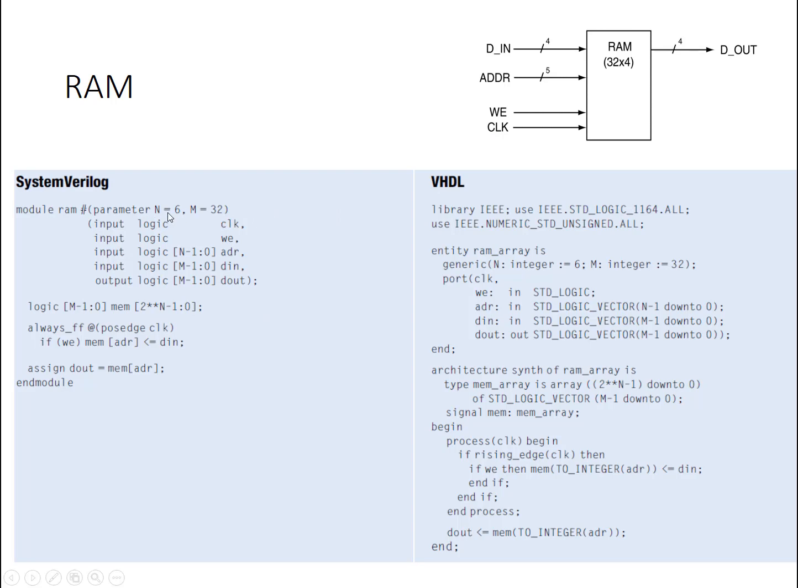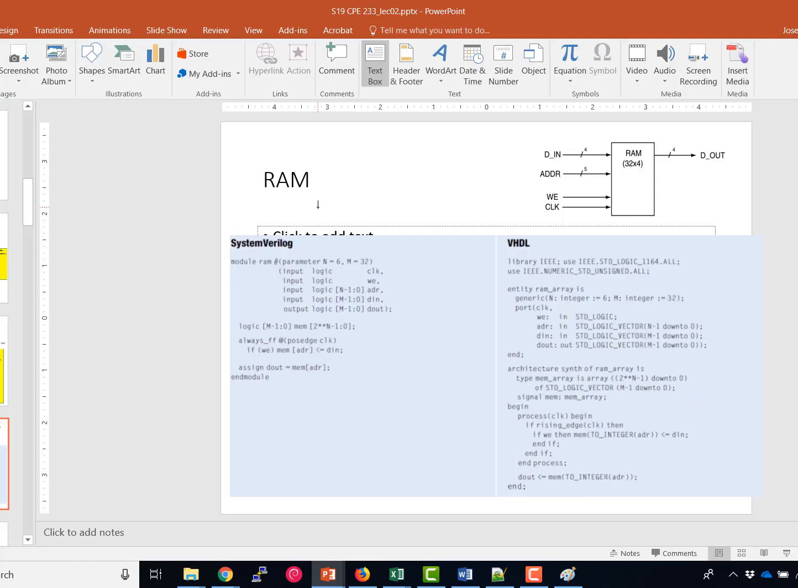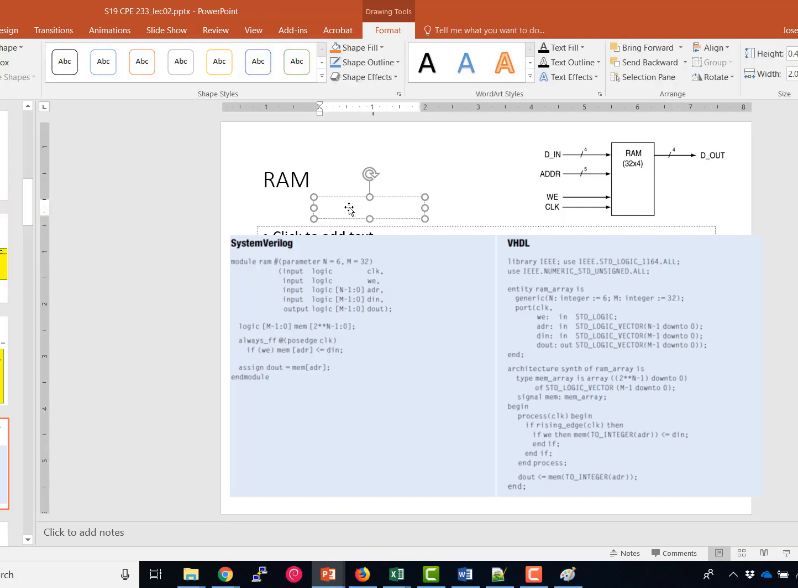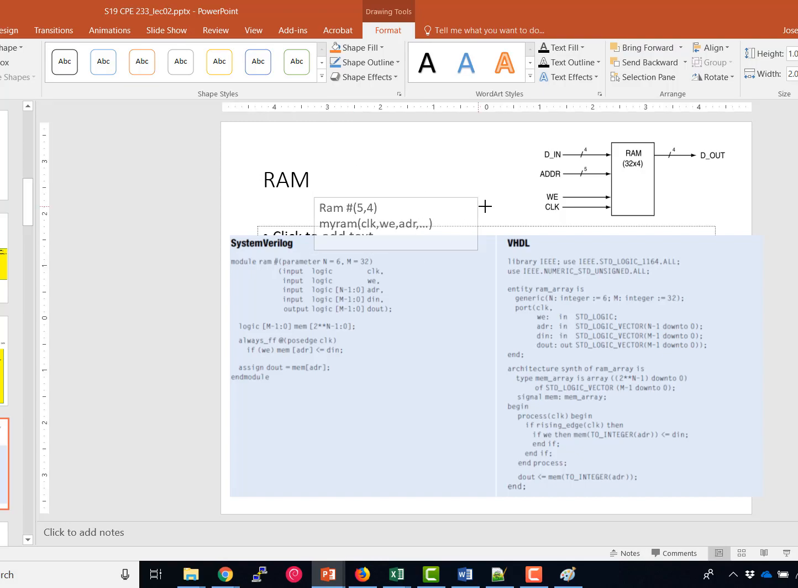It's parameterized, so I could change the bit length or the word length. In this case, the default is 32, and the number of bits of address that come into the block, in this case, the default is 6. So if I wanted to instantiate a RAM module that matches my diagram here on the top right, I would write something like this. So I'd like a RAM, and the parameters, in this case, I have 5 bits of address, and my bit length is 4. Give it some name, and then I'll connect ports.